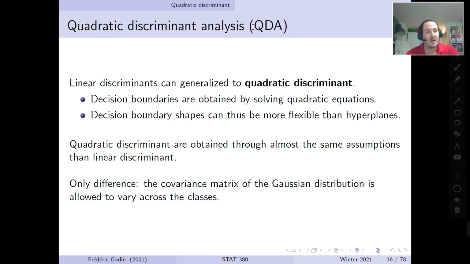And what's that difference? Well, for linear discriminant analysis, recall that the variance sigma used to generate data according to assumptions was constant across the various classes. Conversely, for quadratic discriminant analysis, we're going to assume that this matrix sigma varies across the various classes. So instead of having a single sigma, you have one sigma g, one such sigma g per class or per group.